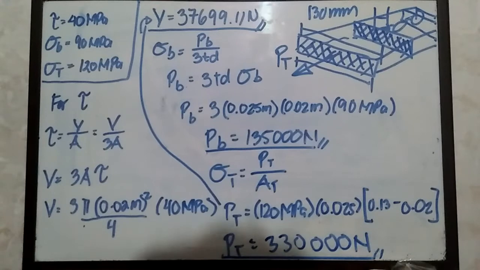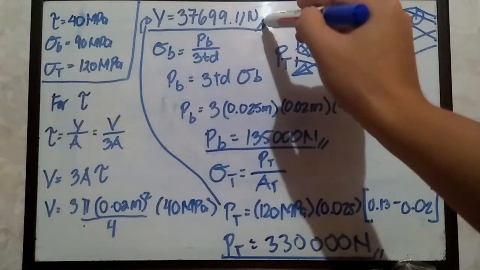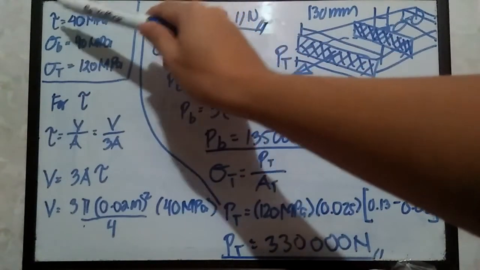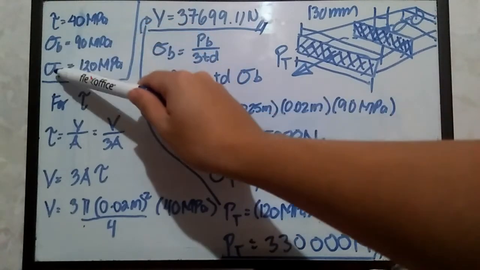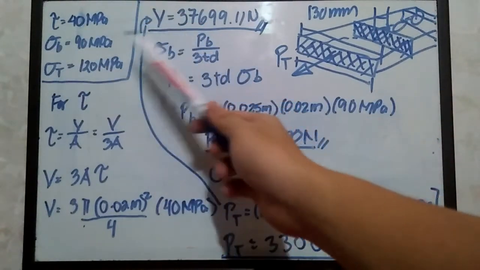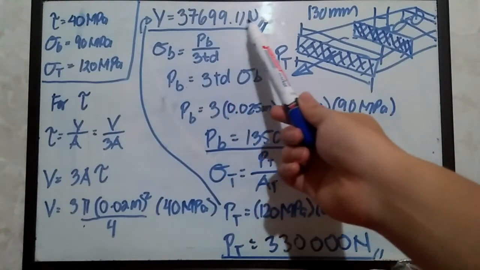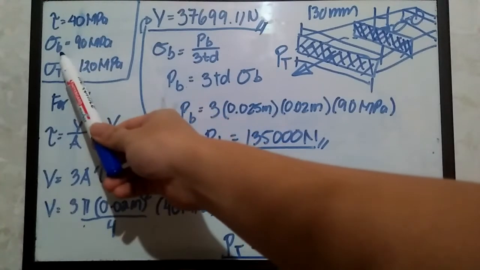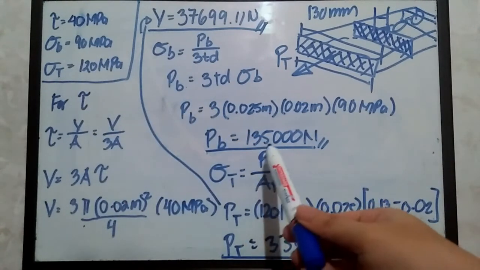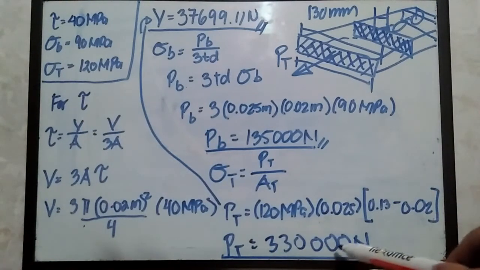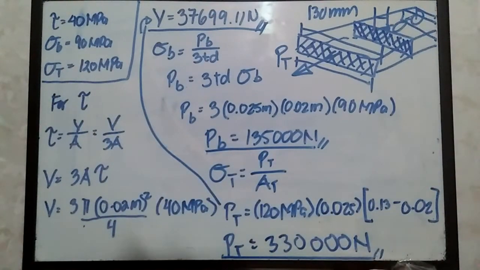So, again, for problem number 2, these are the corresponding loads if we have these 3 given stresses for shear stress, bearing stress, and the tensile stress. For shear stress, that should be 37,699.11 newtons. For bearing stress it is 135,000 newtons, and for the tensile stress it is 330,000 newtons. So that's the answer for problem number 2.